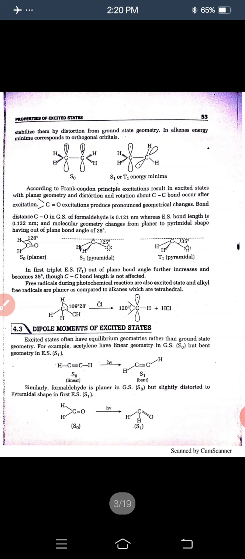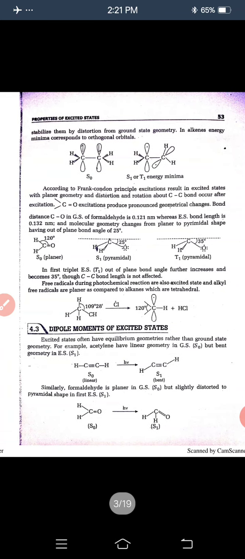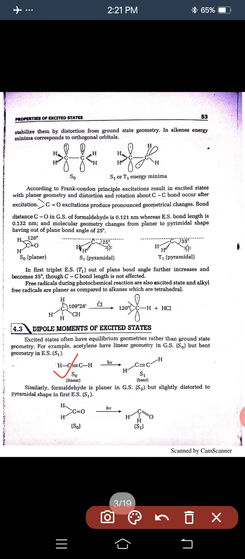Dipole moment of excited states. Next topic is in photochemistry. Excited states often have equilibrium geometries different from the ground state geometry. For example, acetylene has linear geometry in the ground state. This is the acetylene, linear in the ground state, but it absorbs some h nu and goes to a higher energy level, that is the S1.